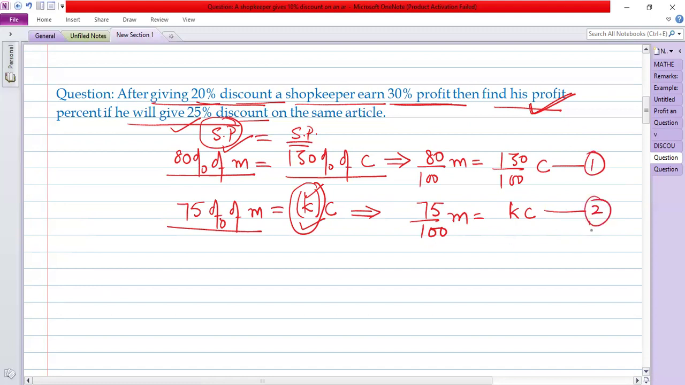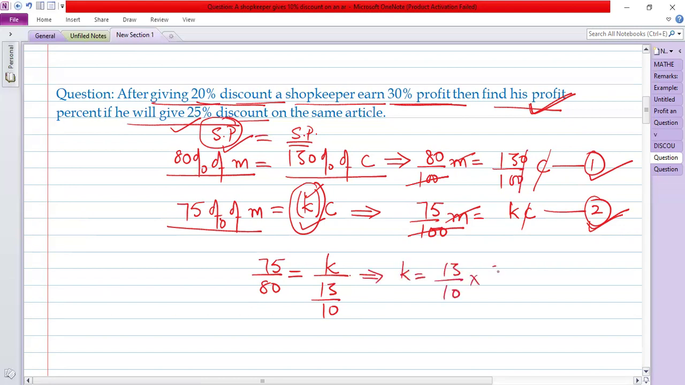Now this is equation 1, this is equation 2. I am dividing equation 2 by equation 1. One can very well see this 100 will cancel out, this M will cancel out. So basically 75 upon 80, and on this side C will go off, so K divided by 13 by 10. So K will be 13 by 10 into 75 by 80. Now it will be 15 here, 16 here, 2 here, 3 here. So basically we have 39 by 32. This is the value of K.